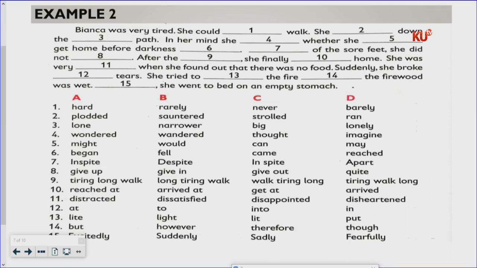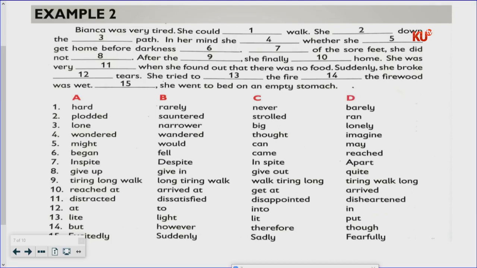Bianca was very tired. She could dash walk. She could hardly walk, she could rarely walk, she could never walk, she could barely walk. It is barely walk. Rarely is a distractor. It does not mean the same as barely. So the choice there is barely walk. She was tired. She could barely walk. Then choice 2.